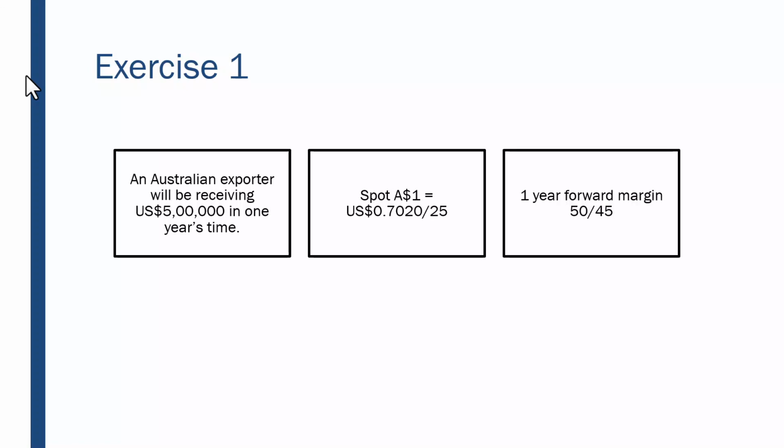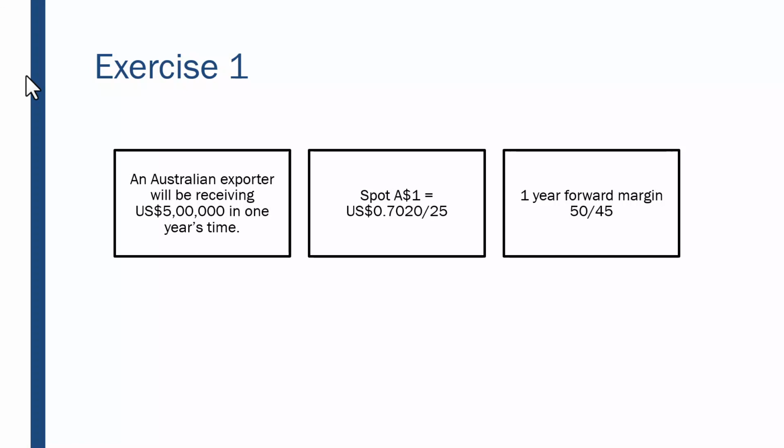Now, the 1 year forward margin is given as 50/45. Okay, 50/45. So generally the quotes are given like this. The full quote is not given, but the margin or the swap point is given. Okay, so you need to basically use this as well as this to arrive at the forward rate.